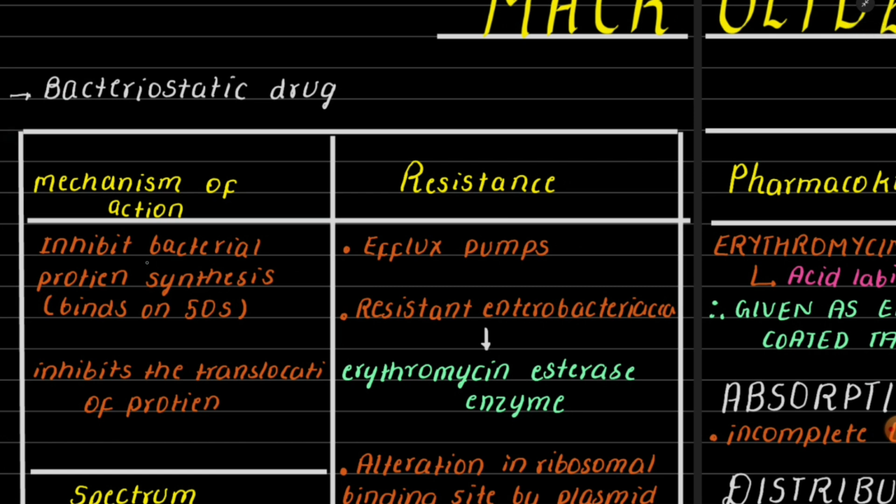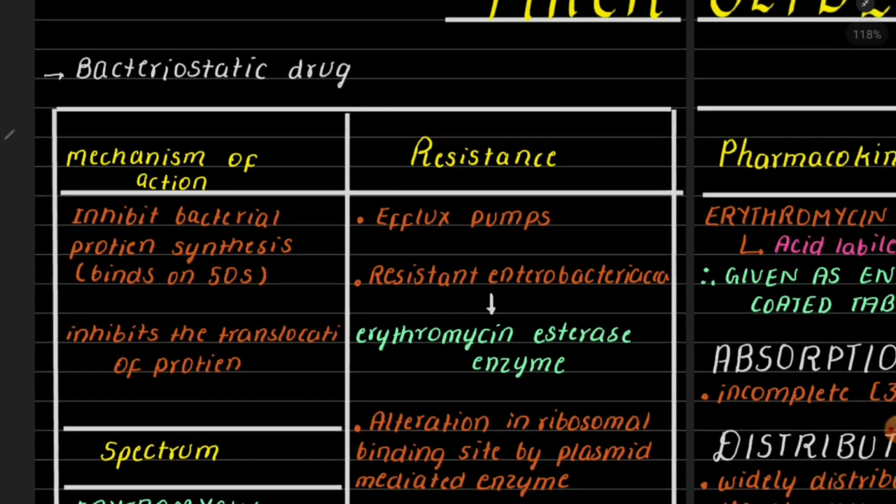Macrolides inhibit bacterial protein synthesis by inhibiting the translocation of protein. That is, macrolides bind to the 50S subunit of ribosomes, and when the ribosome moves along the mRNA strand in the process of translation, it is that step that is inhibited by macrolides. That is how macrolides inhibit bacterial protein synthesis.